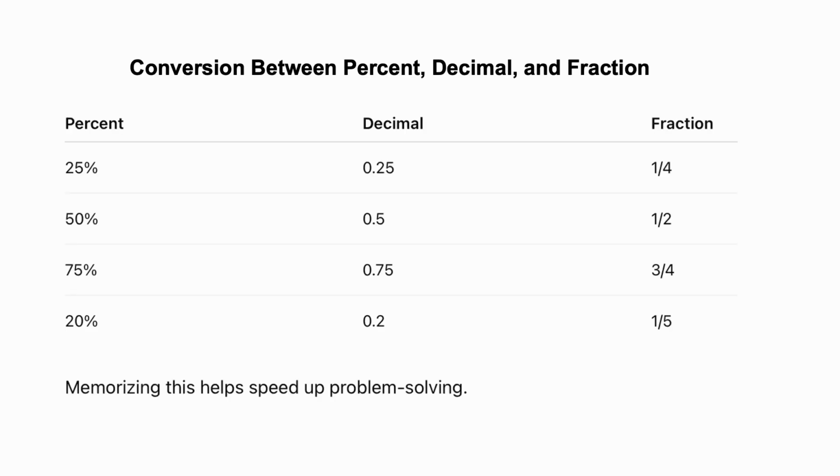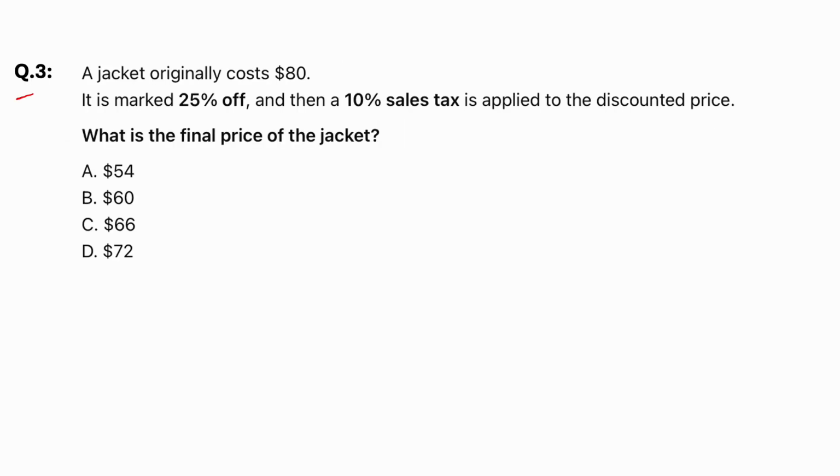This table shows you some of the most common percent to decimal to fraction conversions. These pop up all the time in questions, and if you have memorized them, you will save valuable seconds. Now try a percent based problem on your own, one of the most common question types on the ACT. This question involves 2 steps, a discount followed by tax. So take your own time and try it out. I will give you the answer near the end of the lecture.